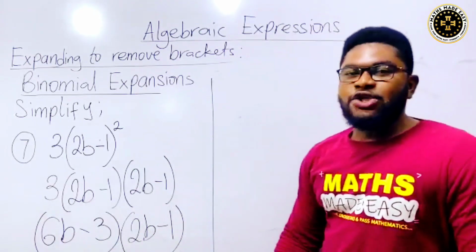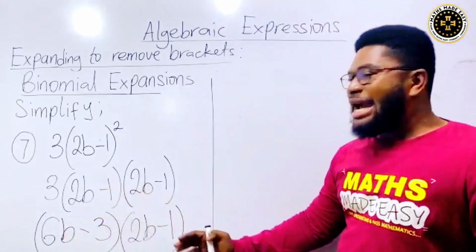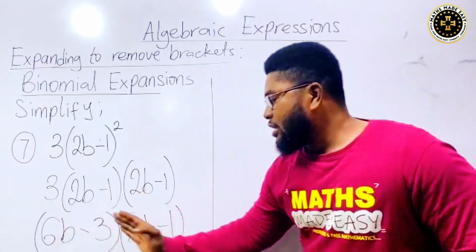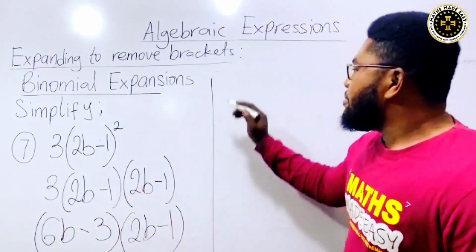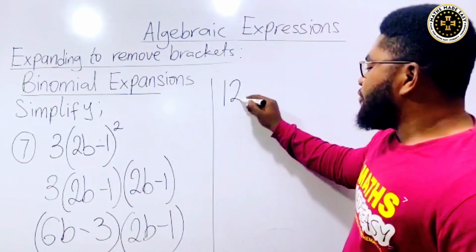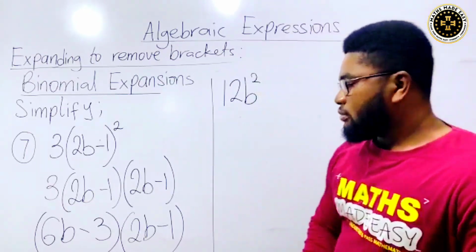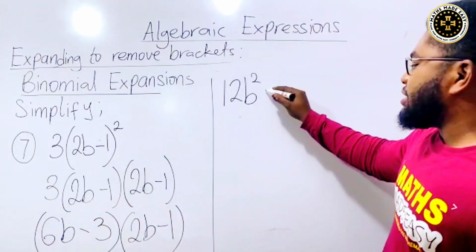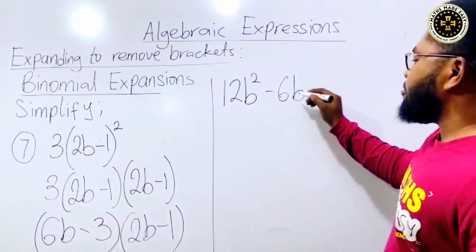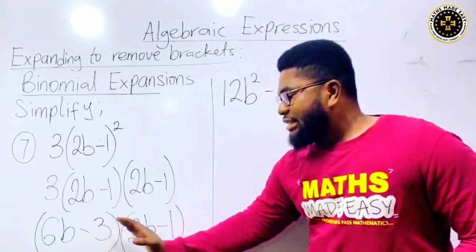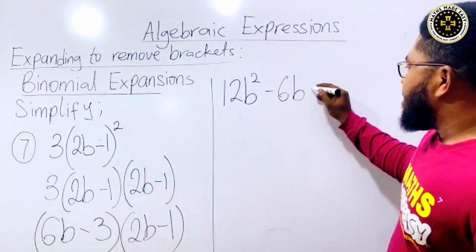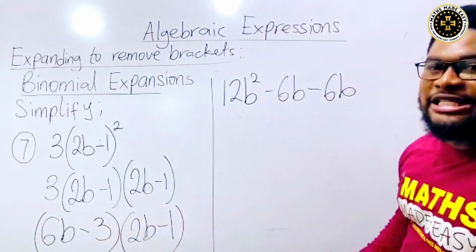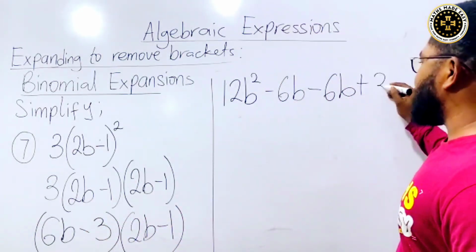Let's go to the next stage where we expand the first bracket now by the second bracket. So we have 6b times 2b, making it 12b squared. There's still 6b times minus 1, making it minus 6b. We have negative 3 times 2b, giving us minus 6b. Then minus 3 times minus 1, making it positive 3.